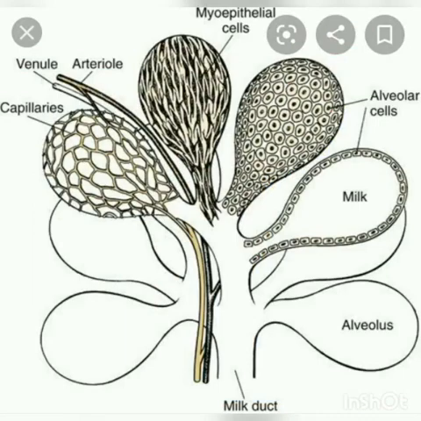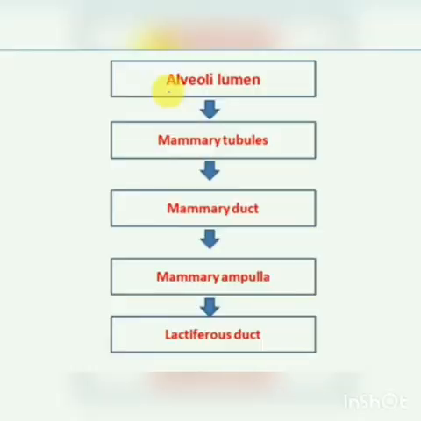Cells of alveoli secrete milk. The alveoli opens into the mammary tubule. These tubules join to form the mammary duct. Several mammary ducts join to form mammary ampulla, which is connected to the lactiferous duct. Each lactiferous duct expands to form lactiferous sinus, which serve as a reservoir of milk.